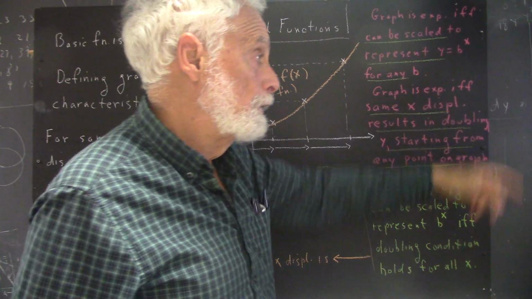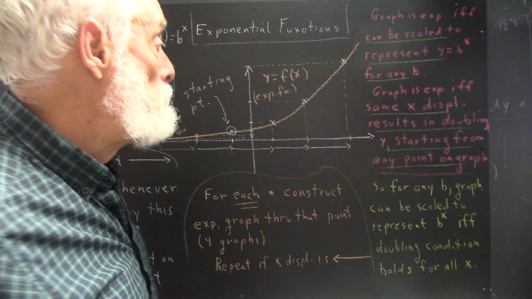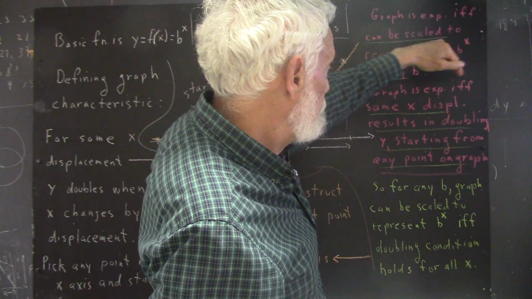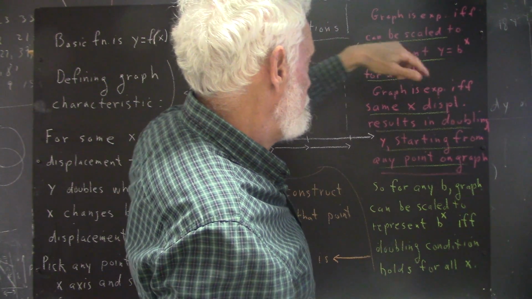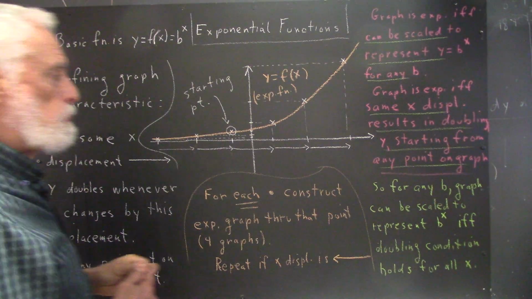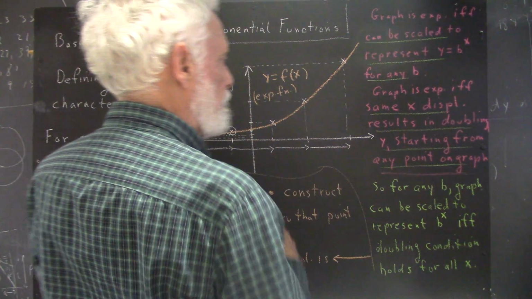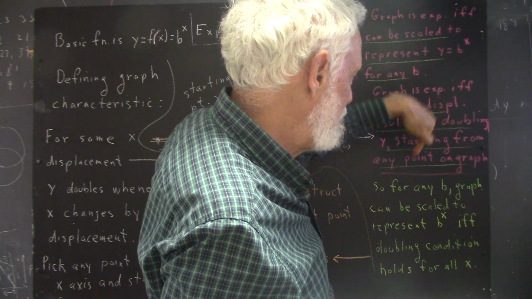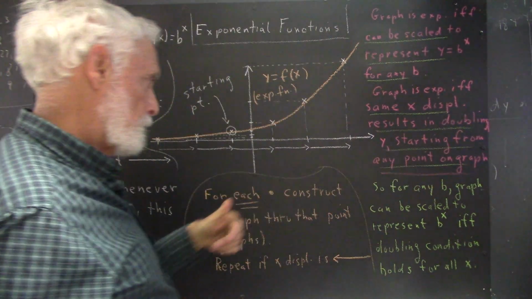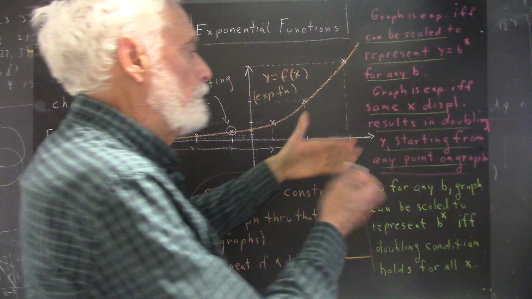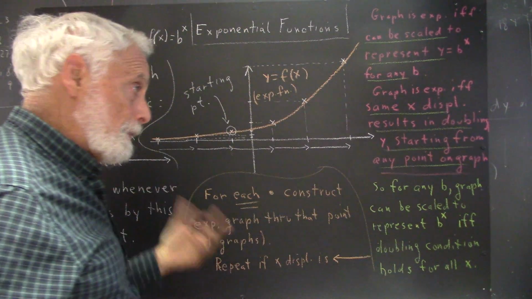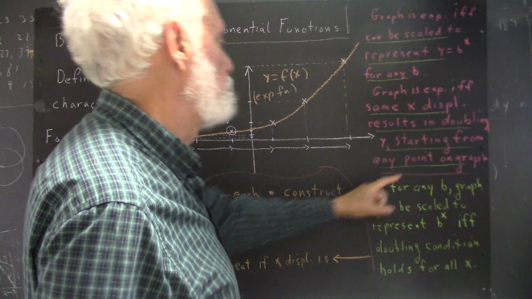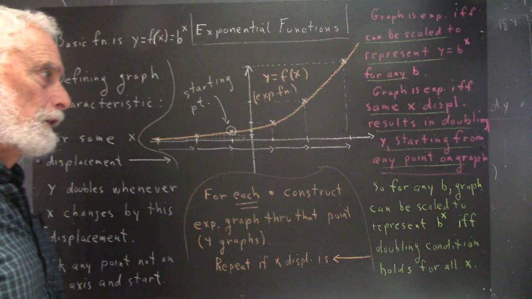Okay? Another characteristic of the graph is exponential. I'm going to claim, and we might or might not be able to prove this, that the graph is exponential if and only if the same x displacement, that is, some consistent x displacement, results in a doubling of y starting from any point on the graph. So this would have to work for every point on the graph. Because we say we could start from any point, that means that we have to be able to start from every point. Otherwise, there would be some point where we couldn't start, and this wouldn't be so anymore. You might think about the logic of that statement.